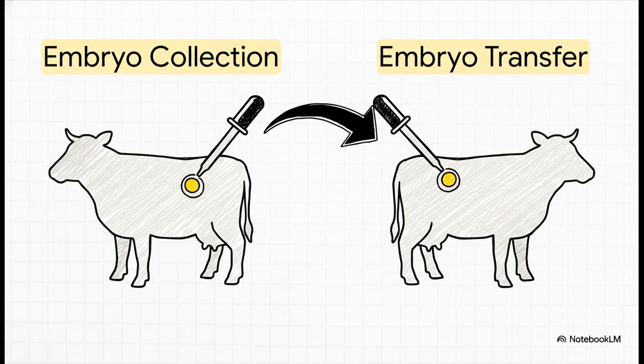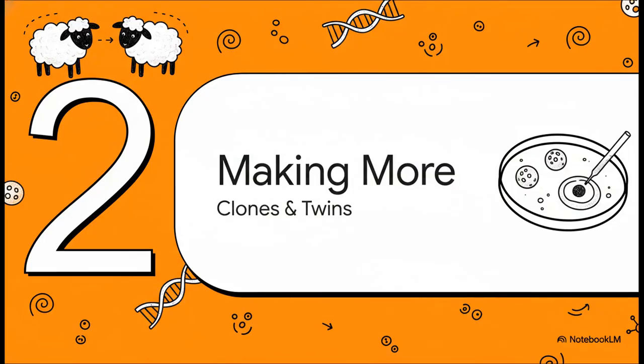Okay, so here's the thing. No matter how wild these techniques get, everything we're about to talk about depends on two basic foundational procedures: being able to safely collect an embryo from a mother and then being able to transfer it into a surrogate so it can grow. These are like the essential bookends for everything else. All right, let's open up the toolkit.